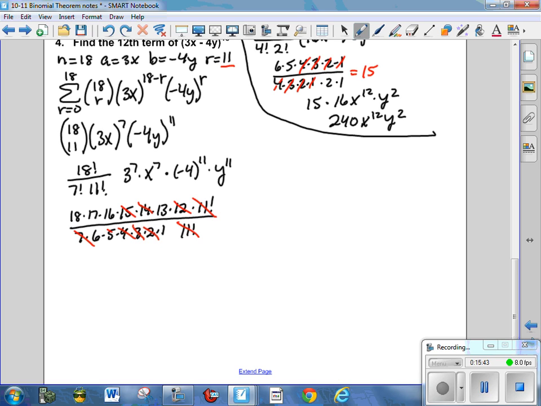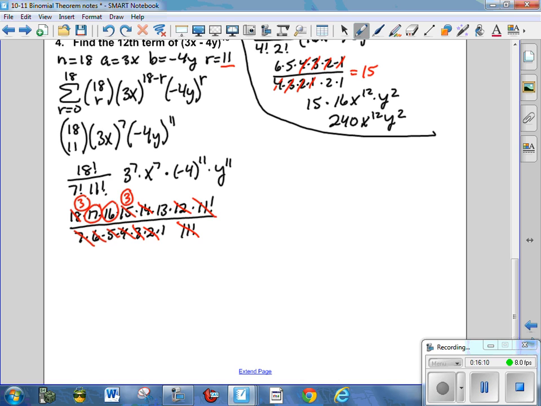5 goes into 15 3 times. 6 goes into 18 3 times. So what I'm left with is 3 times 17 times 16 times 3. All right, so I'm just looking at these four numbers to multiply together. Now, can you do the whole factorial thing in your calculator? Definitely. But if I say write it out and show me how this formula works, I want you to be able to do it. So this is what I'm showing you, some tips.